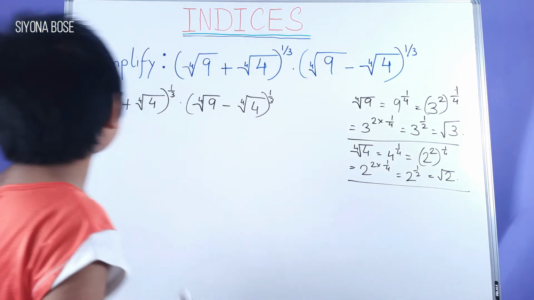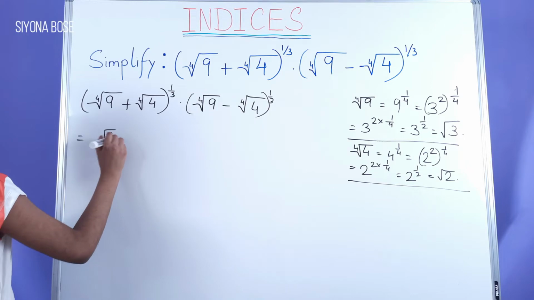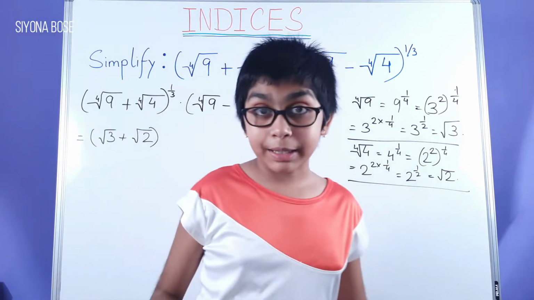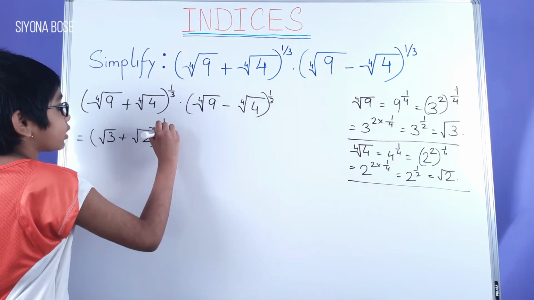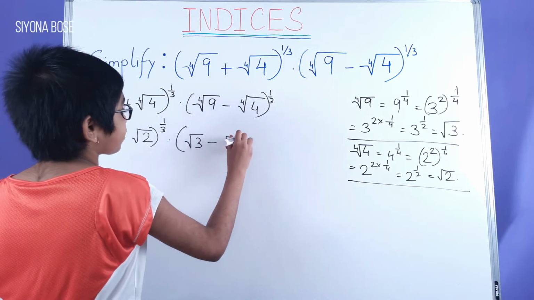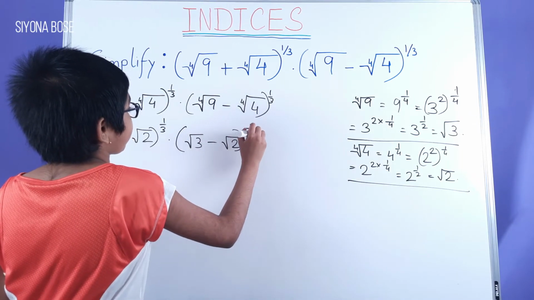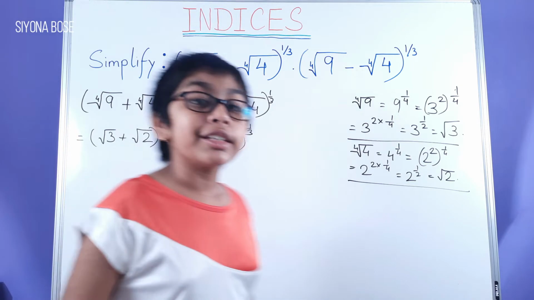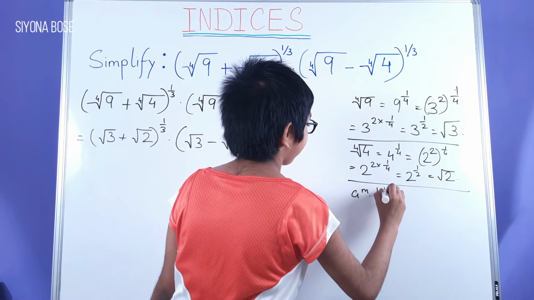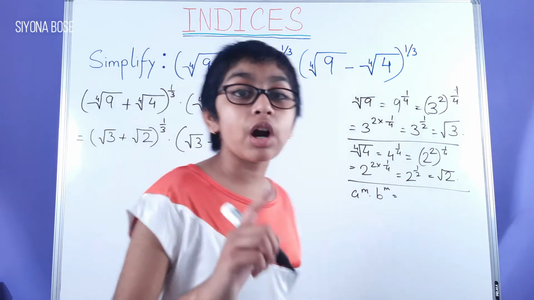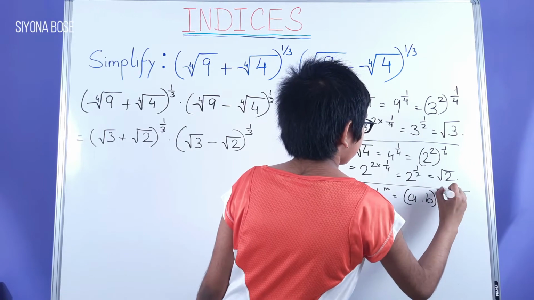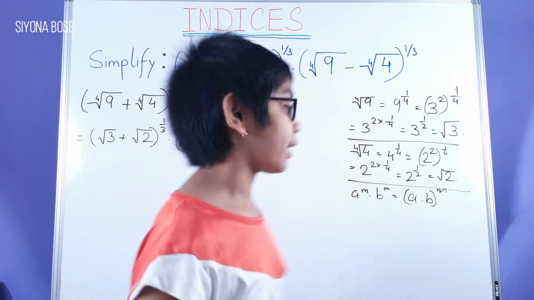Root over 3 plus root over 2 whole to the power of 1 by 3 into root over 3 minus root over 2 whole to the power of 1 by 3. Now we know that if it's a to the power of m into b to the power of m, it's equal to the product ab whole to the power of m.